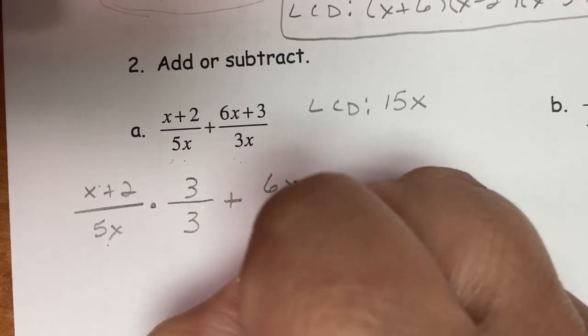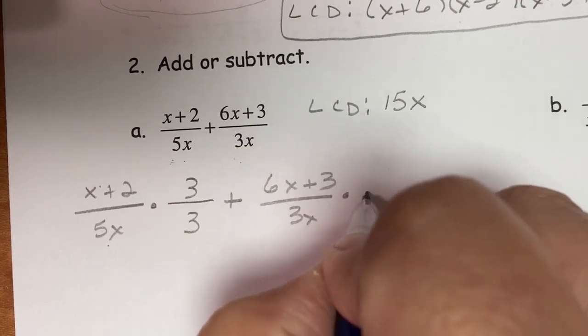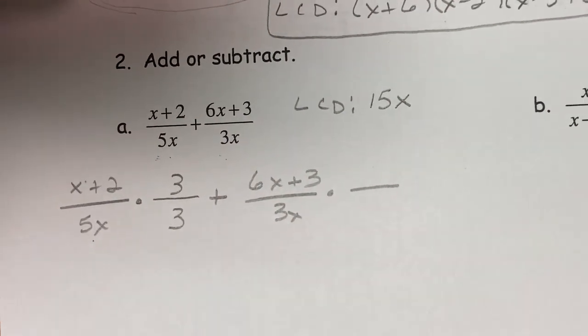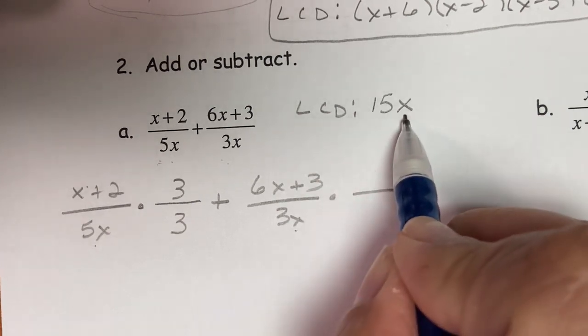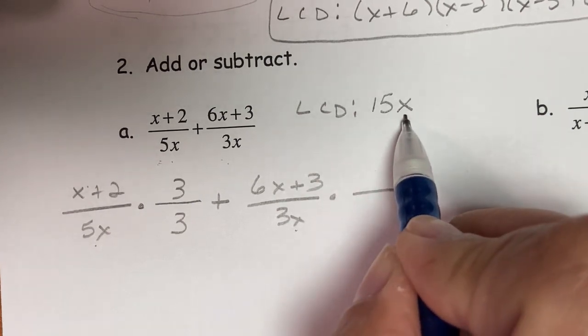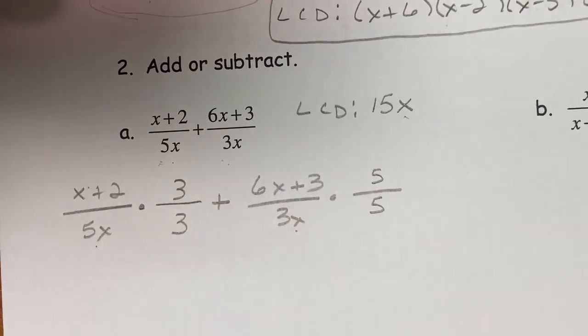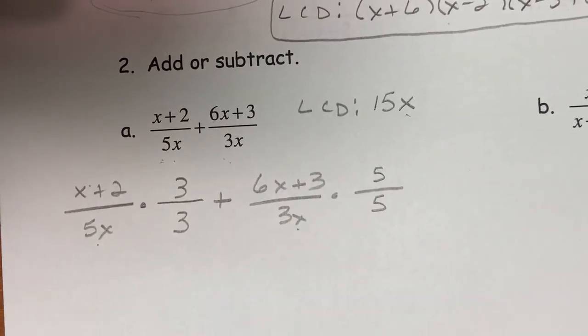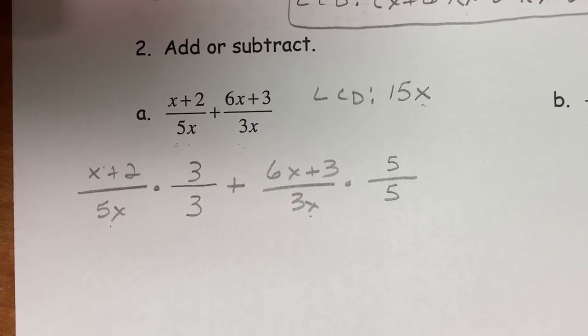Now you're going to rewrite the second fraction, and you're going to do the same thing. What am I missing? What do I have to multiply this denominator by to make it look like my lowest common denominator? Well, I have to multiply it by 5. You need to write that step. It's really important. It will help you.